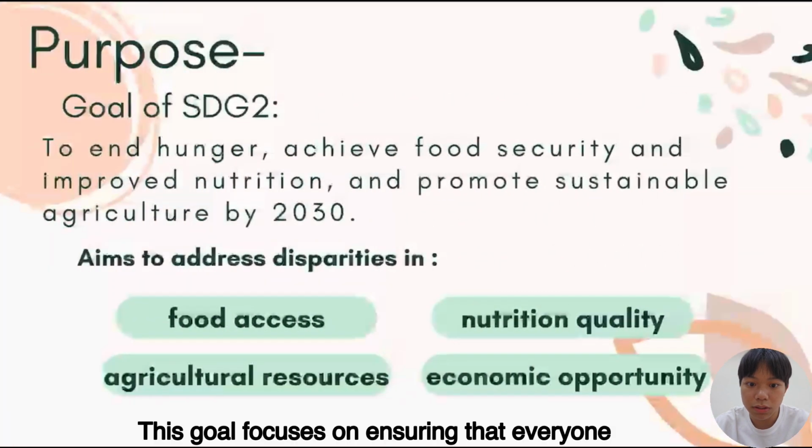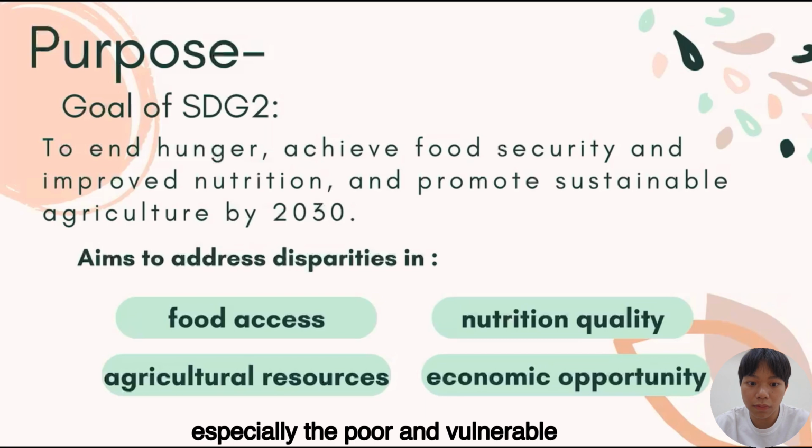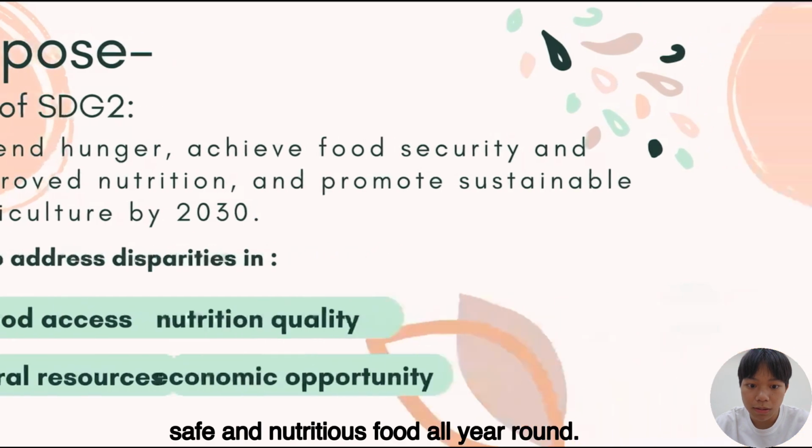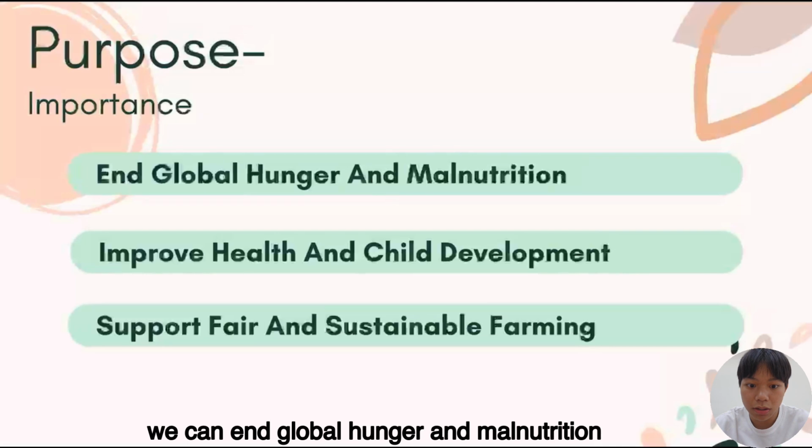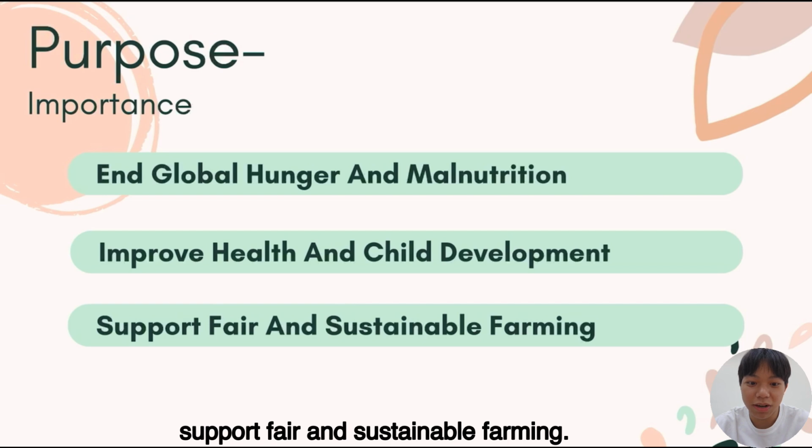This goal focuses on ensuring that everyone, especially the poor and vulnerable, has access to sufficient, safe, and nutritious food all year round. By achieving SDG 2, we can end global hunger and malnutrition, improve health and children development, support fair and sustainable farming.